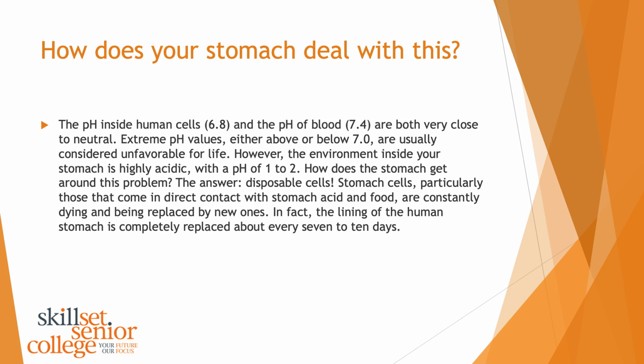Like I've said, the pH inside human cells is 6.8 and the pH of blood is 7.4. Both are very close to neutral. Extreme pH values, either above or below 7, are usually considered unfavourable for life. However, the environment inside your stomach is highly acidic with a pH of 1 to 2. How does the stomach get around this problem? I've just told you the answer is disposable cells.